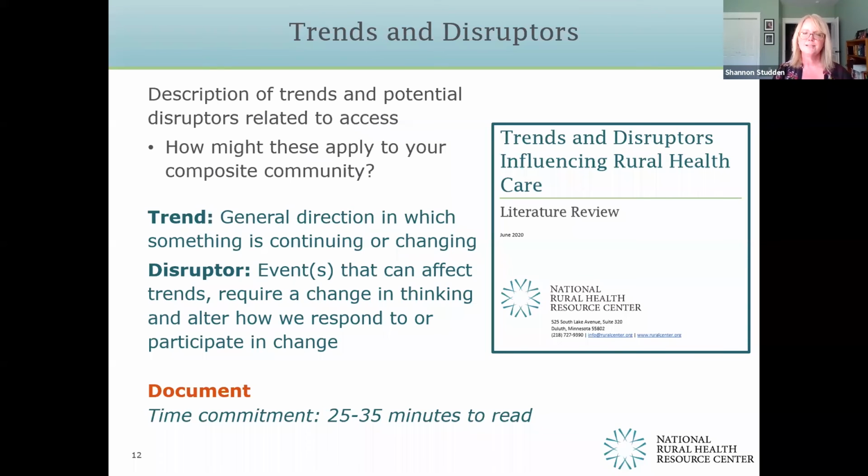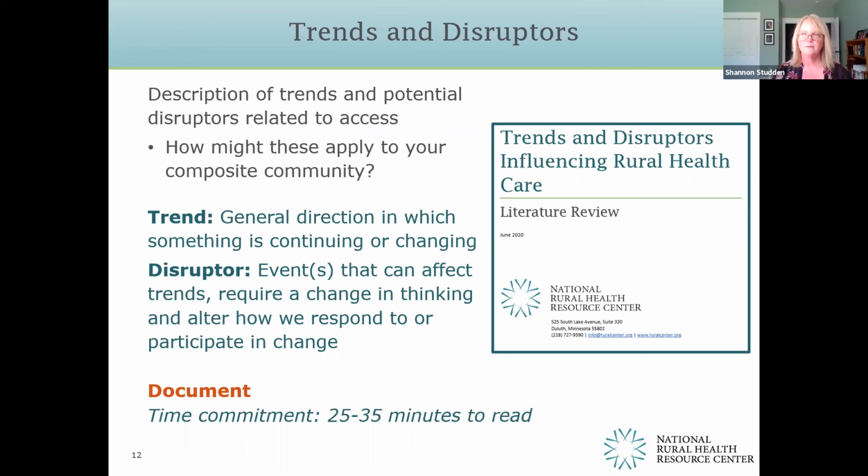So the intention is to give us a starting point, a jumping off point, to help all of you as participants think about what's really going on out there as far as trends and as far as disruptors, the things that can interrupt the trends that we see. The document itself is organized by themes, first around trends and then around disruptors.